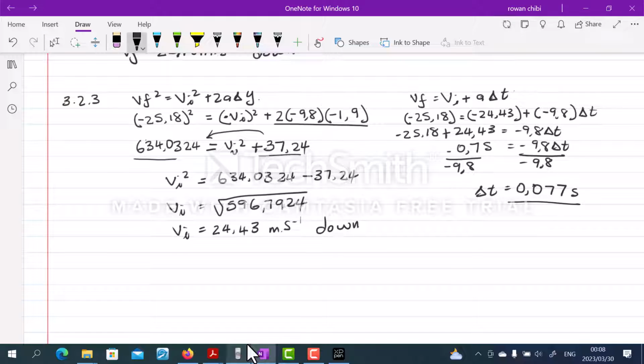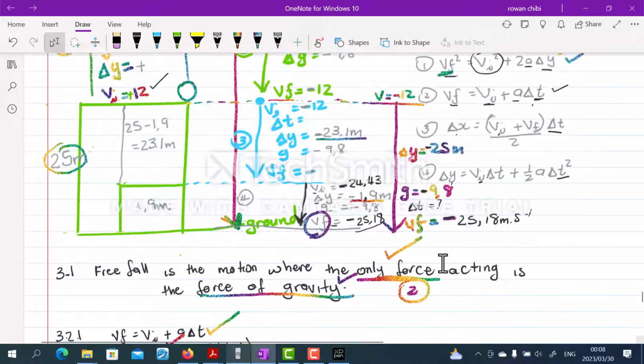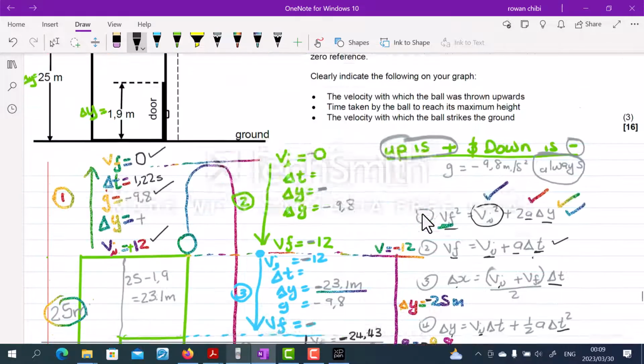0,077 seconds. That is the answer. Remember, negative divided by negative is positive. So this is the time it takes to move from here to there. The time there is 0,077 seconds.